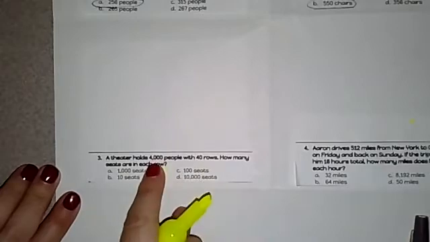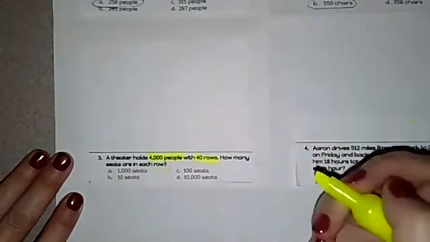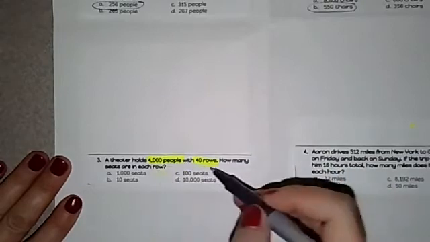That is correct. Okay. Number 3, a theater holds 4,000 people with 40 rows. How many seats are in each row? Okay, so it holds 4,000 people. There's 40 rows, and it wants to know how many seats are in each row. So as Evan said, you can tell that you need to divide for this one because most of the answer choices are smaller. Do you understand?